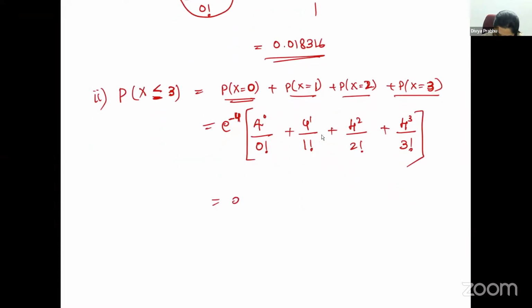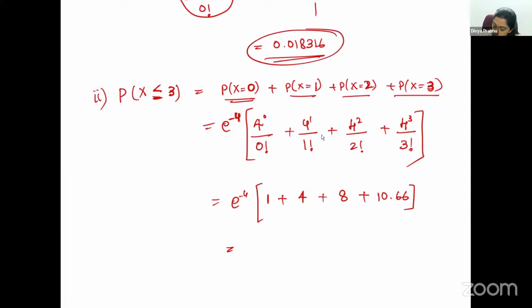So this is e power minus 4 into 4 power 0 is 1 by 0 factorial is 1, plus 4 power 1 is 4 divided by 1, which is 4, plus 4 square is 16 divided by 2, that is 8, plus 4 cube divided by 3 factorial. 4 into 4 into 4 is 64 divided by 3 into 2, which is 10.66. Now add 10.66 plus 8 plus 4 plus 1 into the value which is given, that is 0.018316. You will get 0.43. This is the answer.